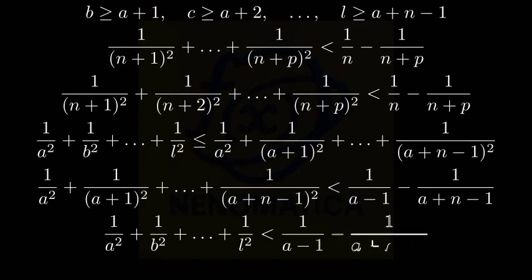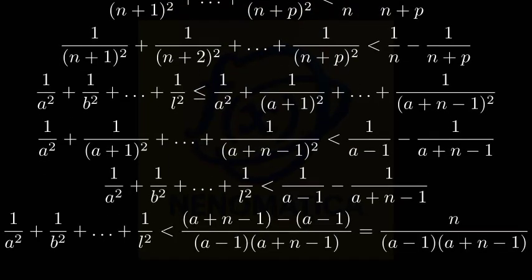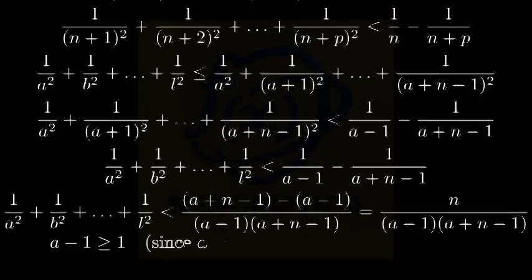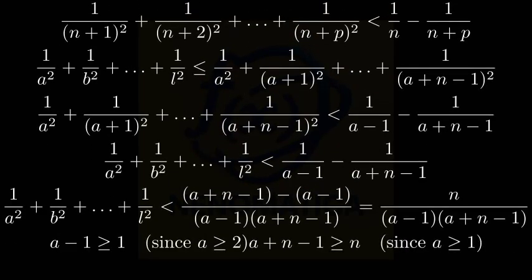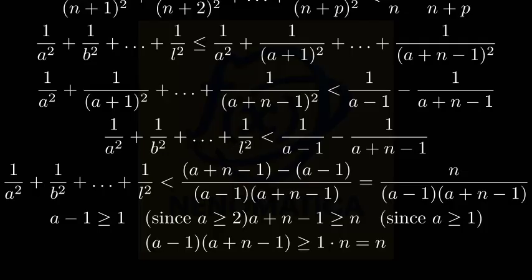From our previous inequality, we've established that 1 over a squared plus 1 over b squared, and so on, up to 1 over l squared, is less than 1 over a minus 1 over a plus n minus 1. Through algebraic manipulation, we can simplify the right side to get n over quantity a minus 1 times quantity a plus n minus 1. Now, we observe that a minus 1 is at least 1 because we know a is at least 2. Also, a plus n minus 1 is at least n because a is at least 1. Therefore, quantity a minus 1 times quantity a plus n minus 1 is at least n times 1, which is just n. Now, we're getting to the final steps of our proof.